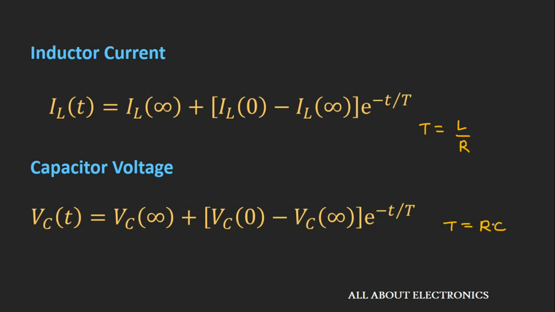Now these equations are valid when the excitation given to the circuit is a DC excitation. So using this equation for the first order circuit, we can find the voltage or current across any element during this transient. So now let's solve some problems based on these transients.